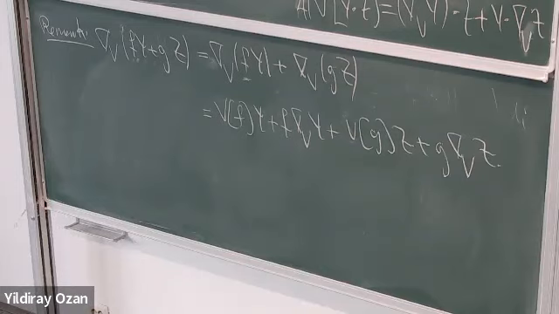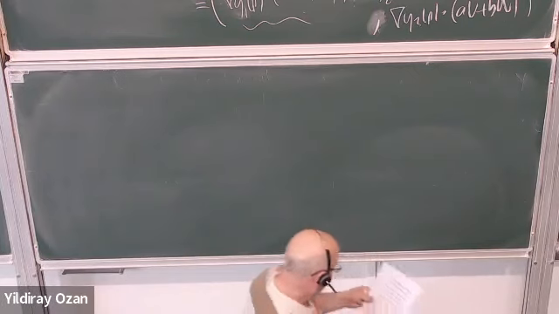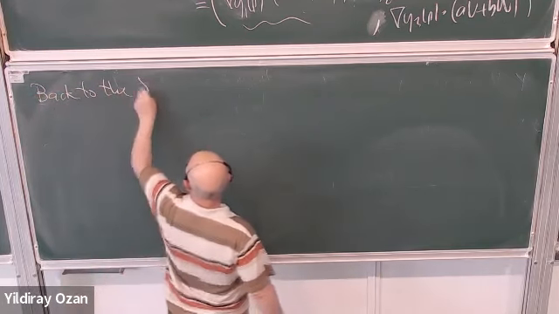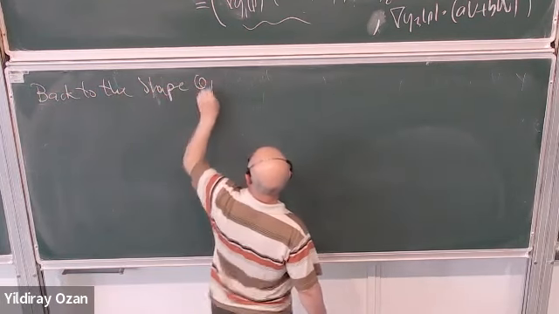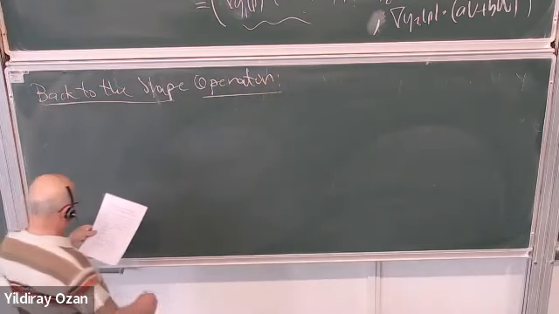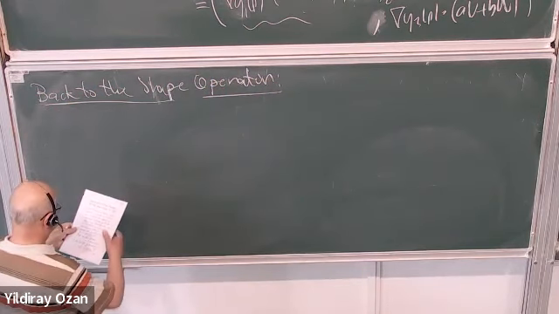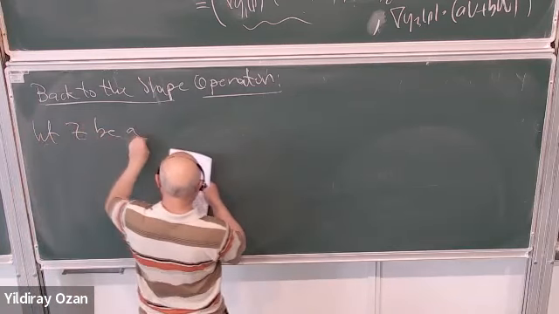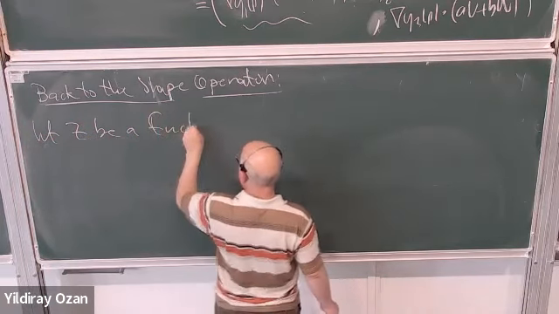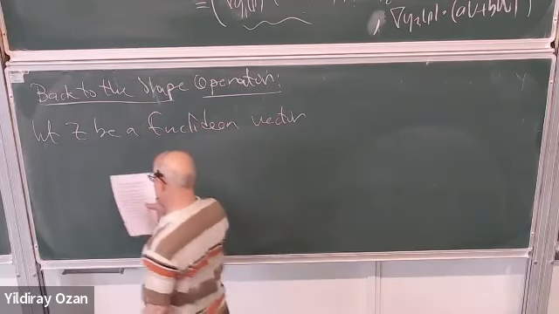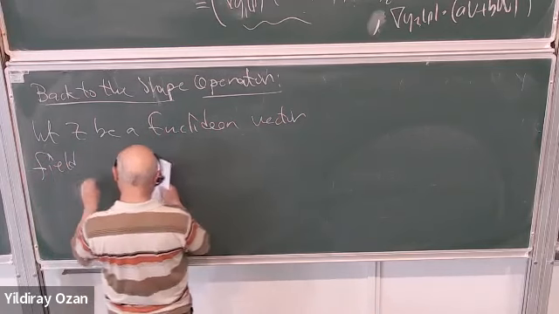So, back to the shape operator. Okay, now let Z be a Euclidean vector field. Just a vector field on a surface M.